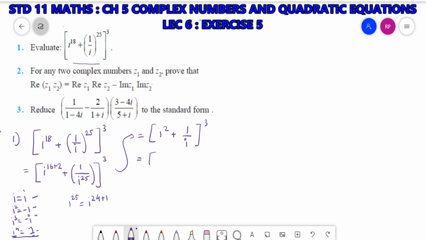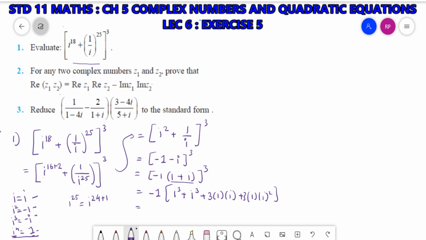i square, we know the value of i square is minus 1. And 1 by i is minus i. We will use this shortcut, whole cube. This will be equal to, I will take minus 1 common, (1 + i) whole cube. Minus 1 cube is minus 1. Now here (a+b) whole cube is a cube, that is 1 cube, plus b cube, that is i cube, plus 3a square b, 3 into 1 into i, plus 3ab square, that is 3 into 1 into i square. This will be equal to minus 1.